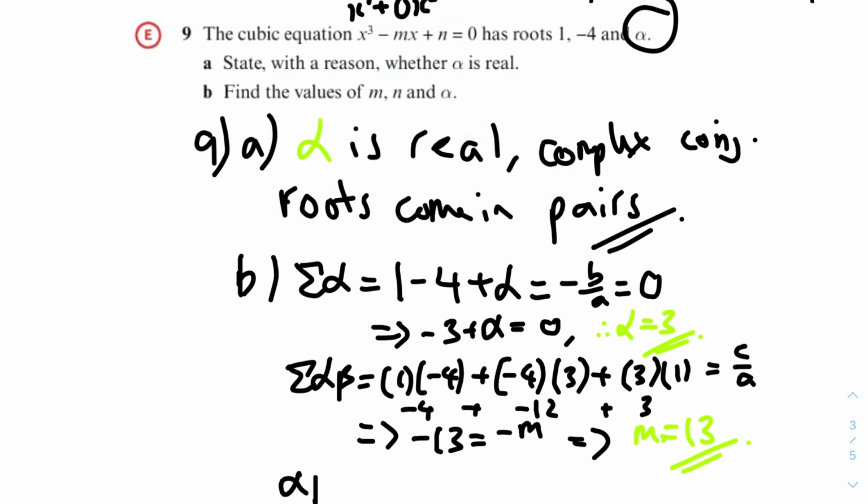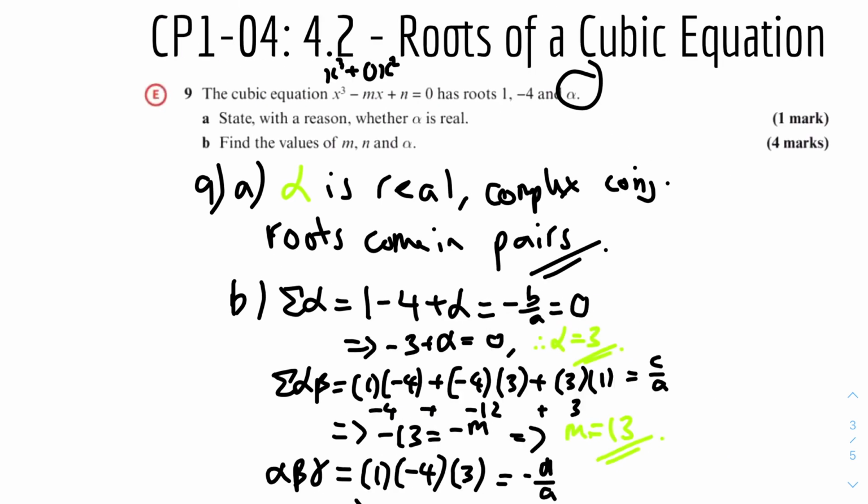N is basically the product of the triples, alpha beta gamma, which is 1 times minus 4 times the alpha, which is equal to minus D over A. And this is equal to minus 1. 1 times minus 4 is minus 4. Minus 4 times 3 is minus 12. Equals minus D, which is minus N. And A is just 1. So it's equal to minus N. And therefore, N equals 12. Like so. N equals 12.